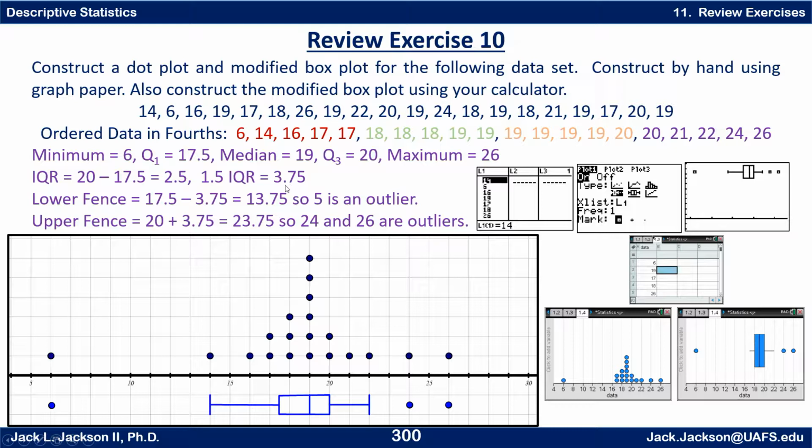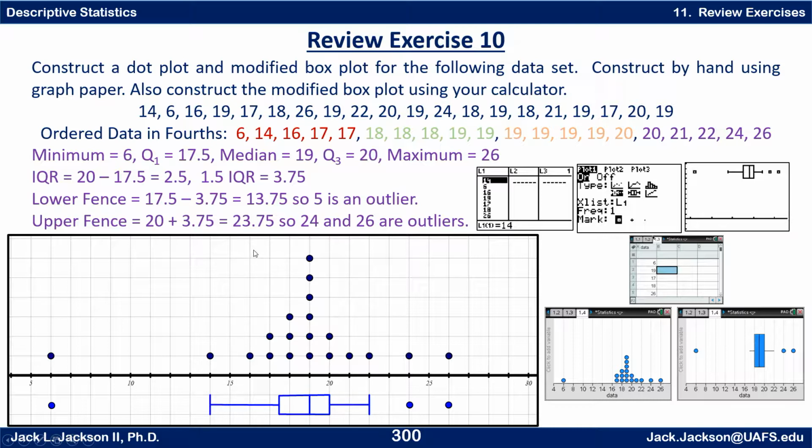Okay? So what you do is you take 3.75 and add it to 20, to Q3. So that would be 23.75. Anything that's above 23.75 is an outlier. So in our case, that was the 24 and the 26. So those two are outliers. We put some kind of symbol there. And then the next one that is at or below 23.75, namely this one, the 22, is where we draw our whisker to.